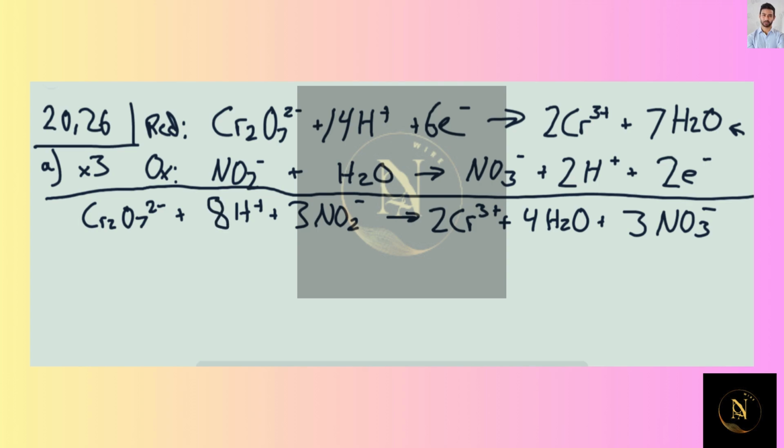Now the question asks us to identify the oxidizing and reducing agents. And so we know chromium, this bichromate compound, is being reduced, so it means it's the oxidizing agent. And this nitrite is being oxidized, so it is the reducing agent.